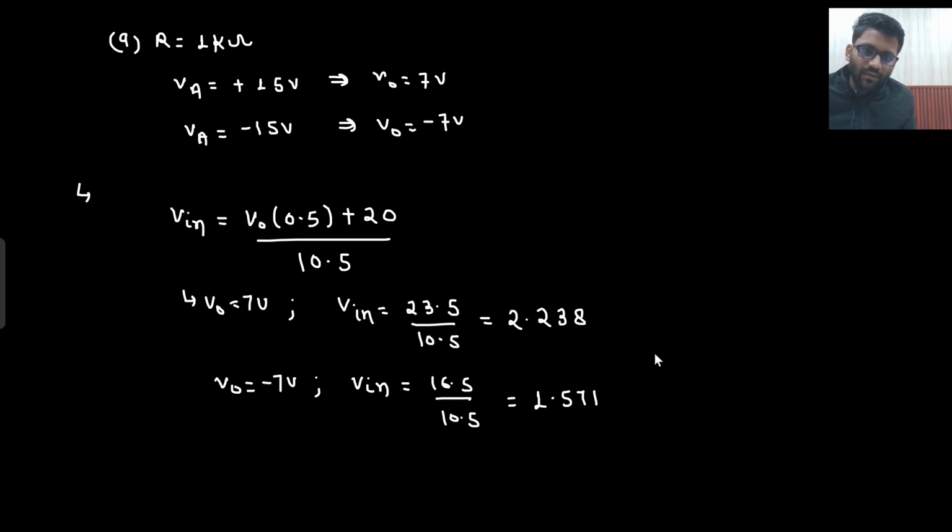So which one will be UTP and which one will be LTP? This will be your UTP and this will be your LTP. So the hysteresis width is coming out to be 0.66 volt.